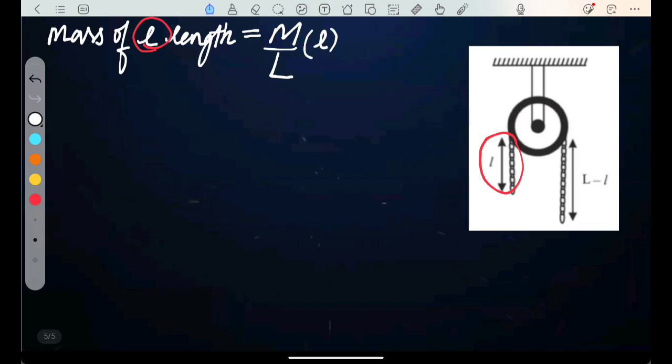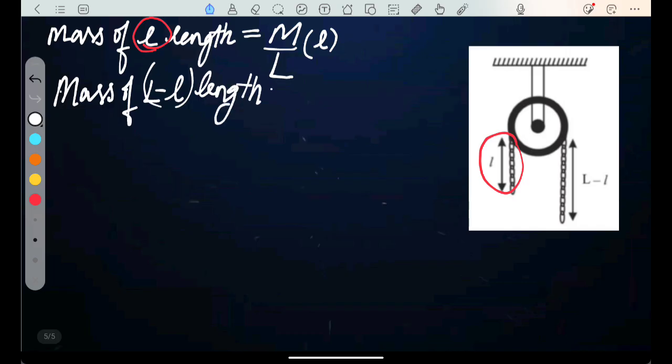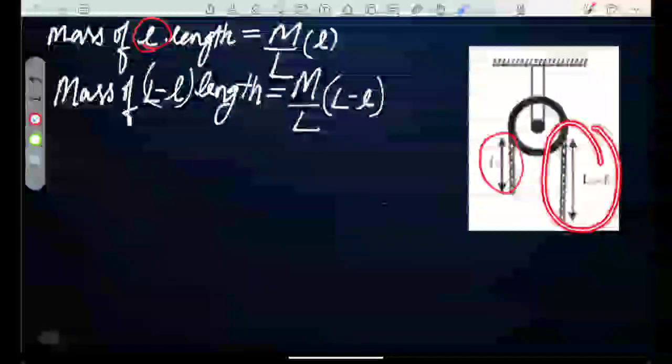Now I am going to calculate the mass of the other part of the chain that is hanging on the other side. So the mass of this capital L minus small l length is going to be capital M by L times capital L minus small l. So this is the mass of the other portion of the chain.